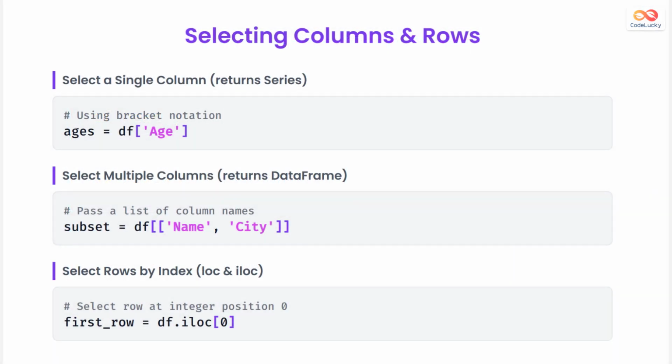Selecting data is a common task. You can select a single column using square brackets with the column name. For multiple columns, pass a list of names. If you need to select specific rows, you use the loc and iloc indexers to find data by label or integer position.